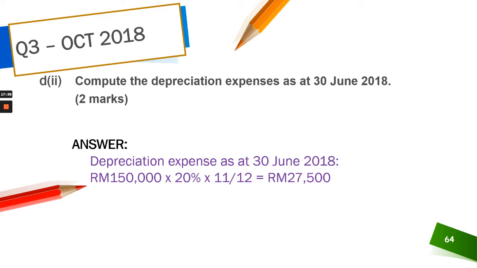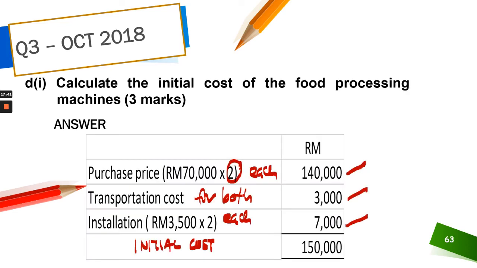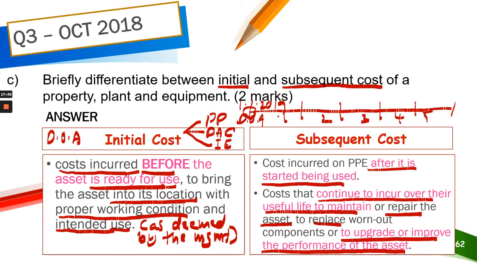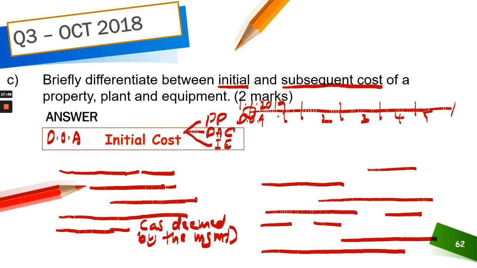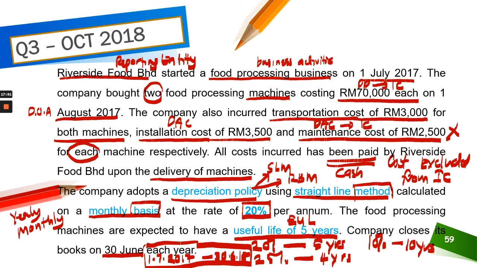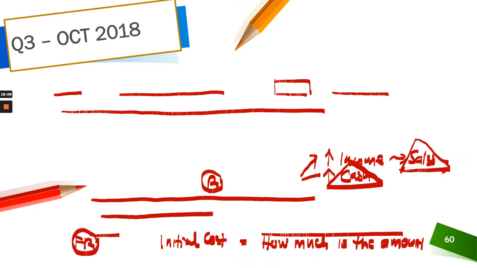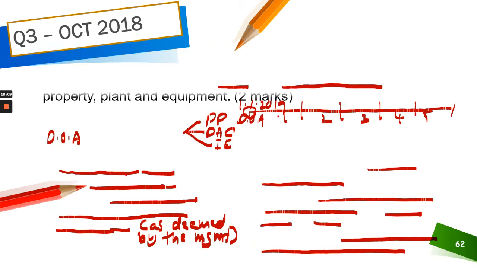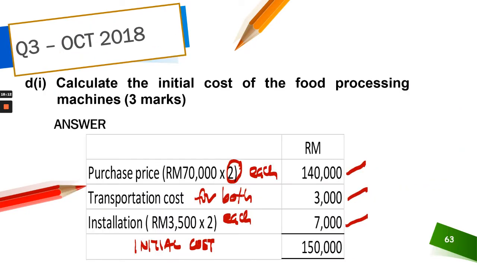Next part is that you are asked to compute the depreciation expenses. If you can still recall, in our question earlier, I'm just going back to the part, as you have already picked up a lot of things here. Straight line method, the one in light blue ink here: straight line method, depreciation policy, monthly basis, 20%. So I'm going to put that information into my calculation.